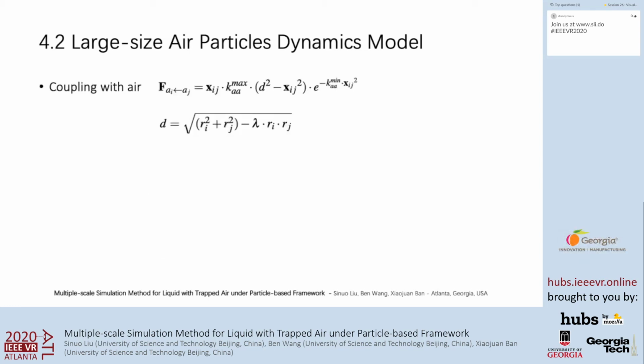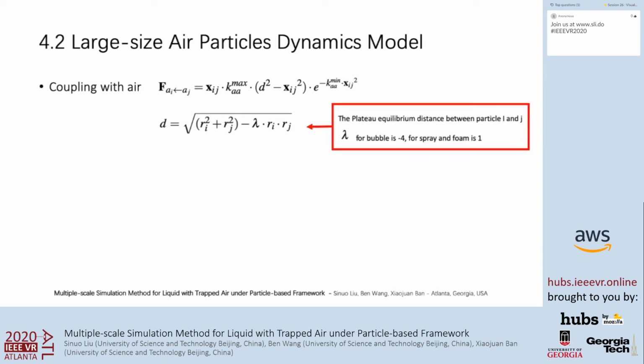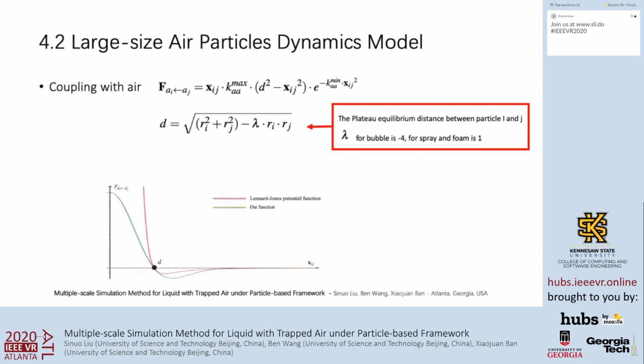Air particles that are not in Plateau equilibrium are unstable and will quickly be rearranged under surface tension. The Plateau equilibrium distance of two air particles is shown on the screen, where lambda is set based on the coupling degree. We use a new high-order kernel function to deal with the interaction between two large air particles. The peak value of our function is a finite value, thereby avoiding the explosion phenomenon.